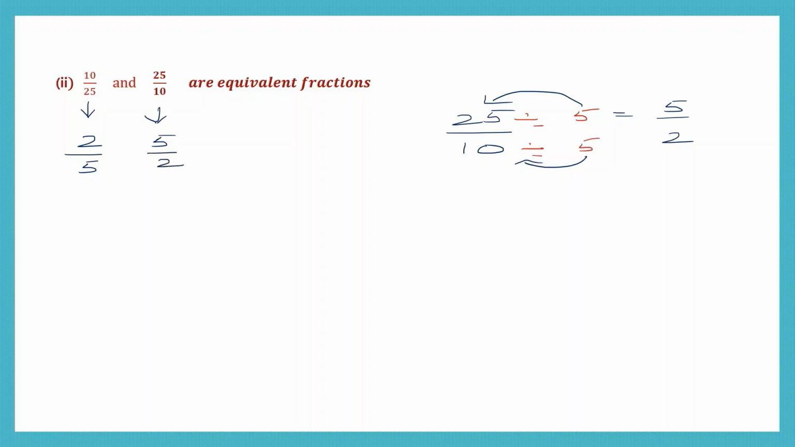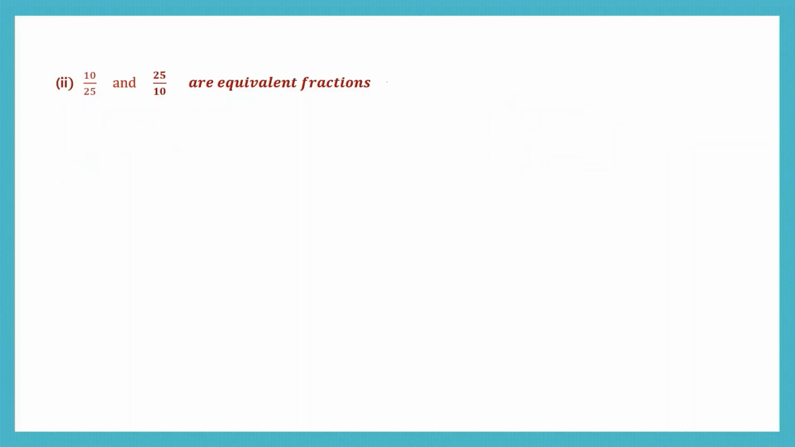The first fraction, you can see, has become 2 by 5. The second one is 5 by 2. They are not equal to each other. They don't have the same value. So this statement, which says that they are equivalent fractions, is false. This statement is false. So let's write that. The statement is false.